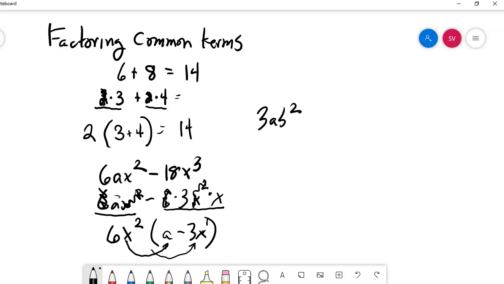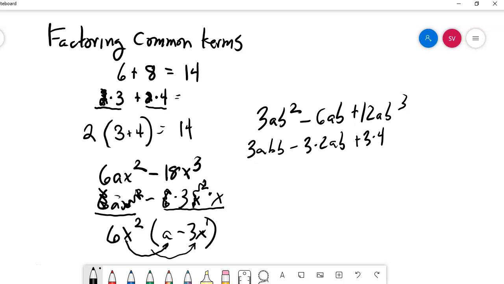So I have 3ab squared minus 6ab plus 12ab to the third. So I'm going to expand this out here into 3 times a times b times b. I'm going to expand out this 6 into 3 times 2 times a times b. I'm going to expand out this 12 into 3 times 4 times a times b to the second times b. Why did I do that? Because b to the third is equal to b to the second times b to the first.